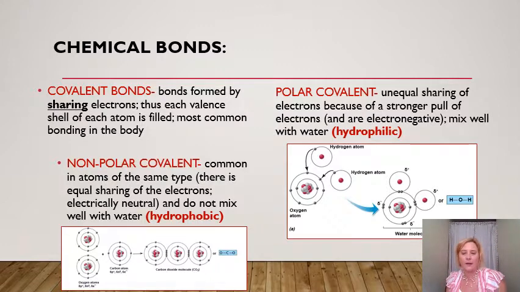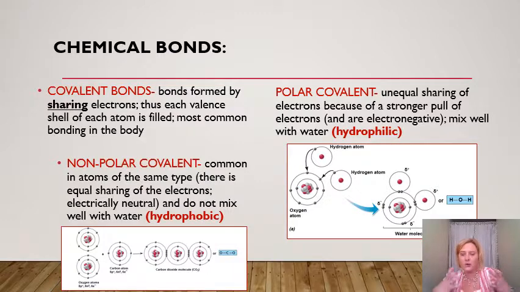So with polar covalent bonds, there's going to be an unequal sharing of electrons between two atoms. For example, when we're talking about water, water is made up of H2O, two hydrogen atoms and one oxygen atom. When a hydrogen atom is covalently bonded to an oxygen atom, the shared electrons are going to spend a little less time near the hydrogen atom and more time near the oxygen atom. And this occurs because the oxygen atom has a stronger pull on the electrons.